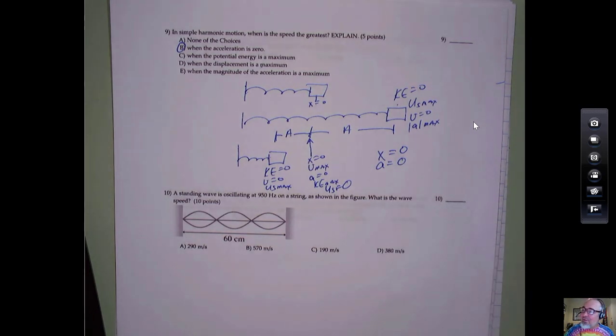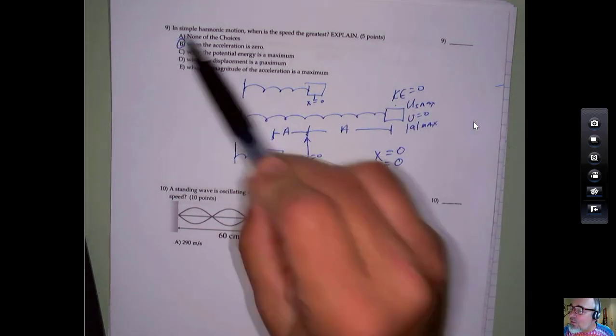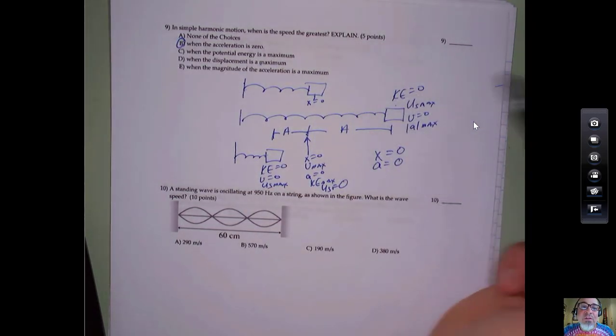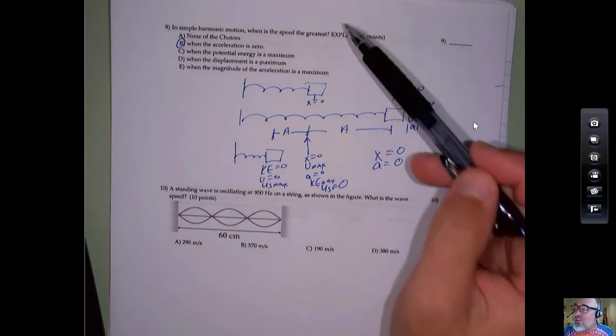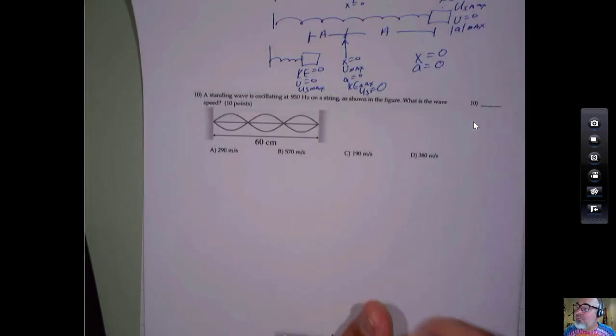Okay, so you'll definitely see one of these explain type problems. Now you can't just circle the answer and not say anything. You'll get 0 points even if it's correct. You have to explain. It doesn't have to be a lengthy explanation. It can be just a sentence or two, or a formula, something like that.